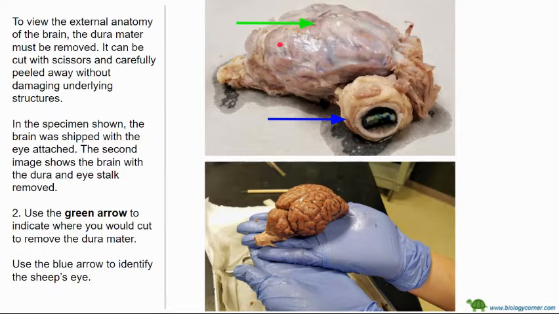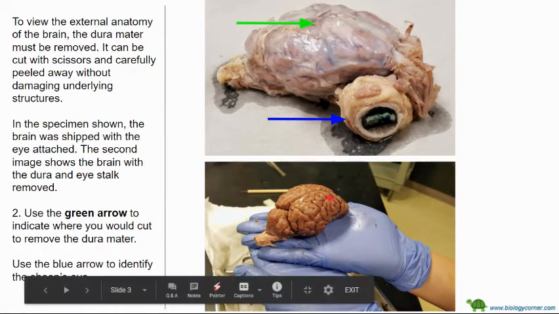We would generally start cutting it somewhere around the top because it's looser there than it is on the bottom. And then you take the blue arrow and put it by the eye. So this is the eye, and then the eye stalk, which is attaching it to the brain. Once you remove the dura mater, it would look like this. And that's what the sheep brain would look like if you were holding it in your hand in class.